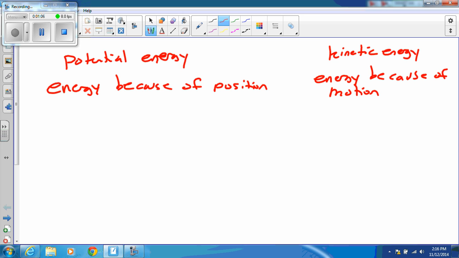Kinetic energy is easily computed. For any object, the kinetic energy K is equal to 1/2 mv squared.